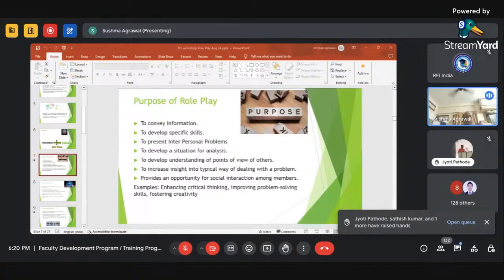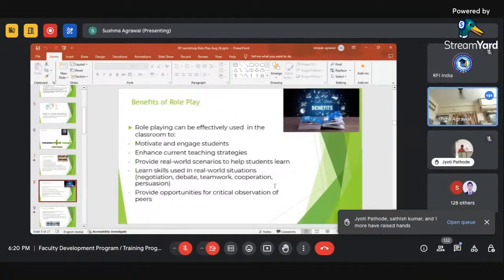Fine. So here are a few examples you can see on the screen. It helps in enhancing critical thinking, improving problem solving skills, and fostering creativity. It helps to create new things within a reasonable amount of time.